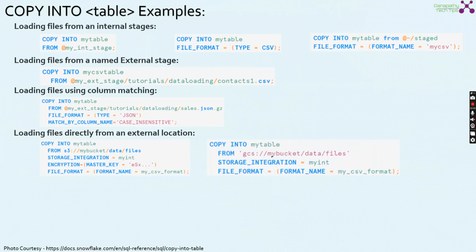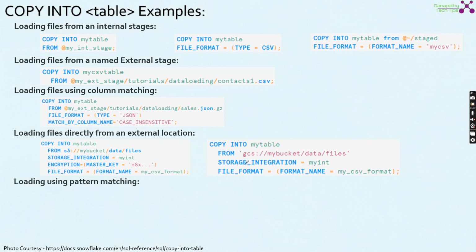This is an example for GCS. Here also the same, again they created a storage integration named myInt. It is going to take the data from GCS bucket named my bucket _ data _ files, and it will put the data into the table named my table.